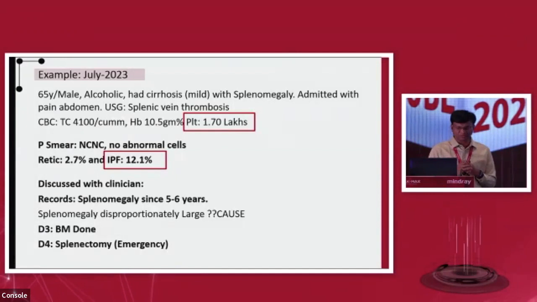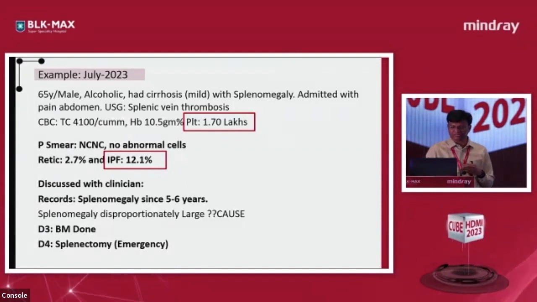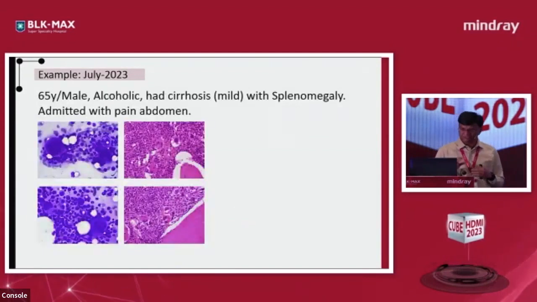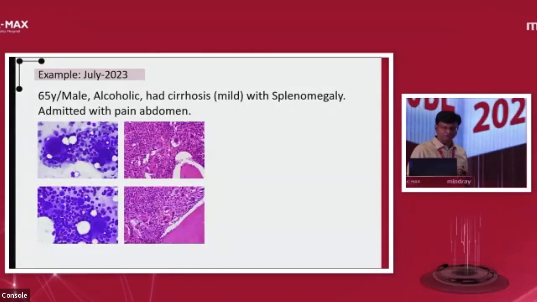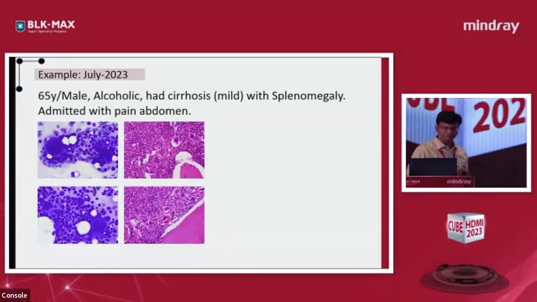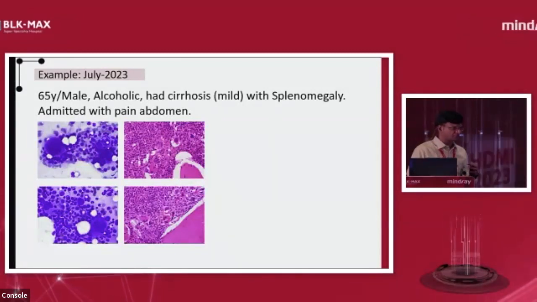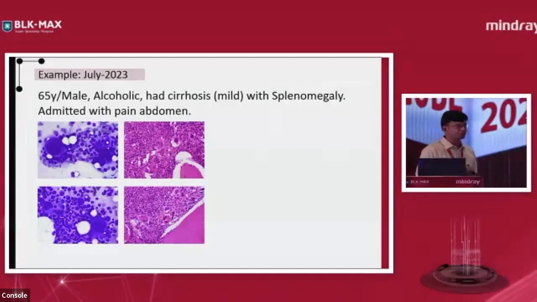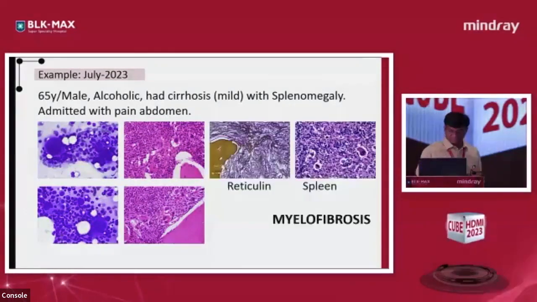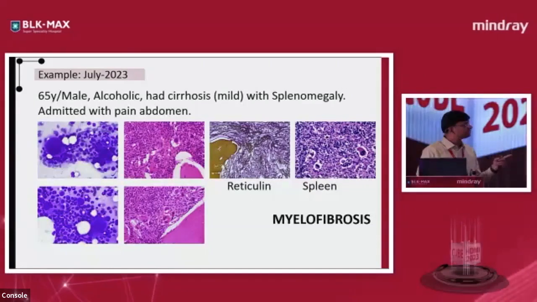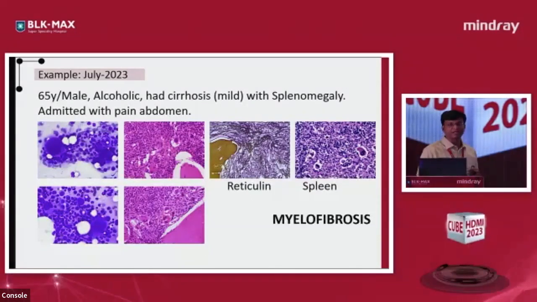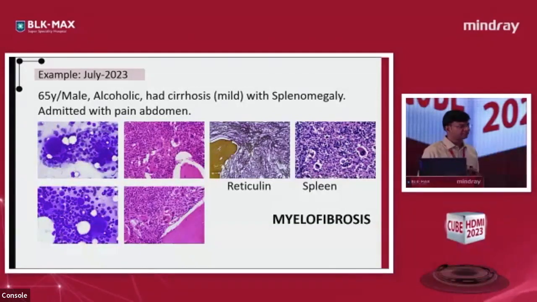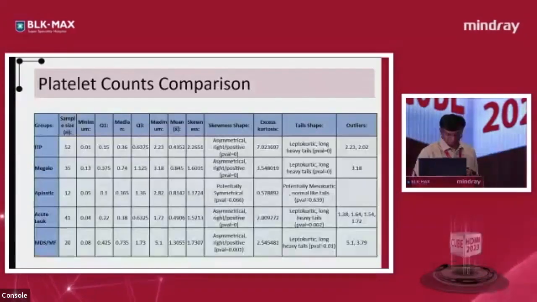So we advised a bone marrow, and unfortunately an emergency splenectomy was done on day 4. The bone marrow aspirate shows a lot of megakaryocytes with dysplastic features, and the biopsy showed clustering of megakaryocytes with abnormal localization toward the trabeculae. Reticulin showed grade 3 fibrosis, and the splenectomy showed extramedullary hematopoiesis with presence of megakaryocytes. This is a case of myelofibrosis.